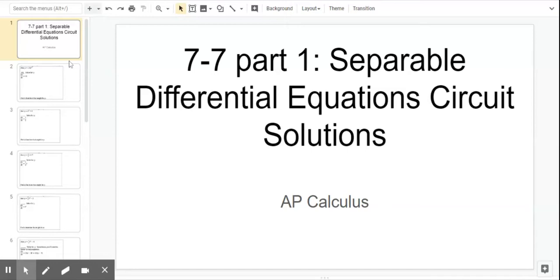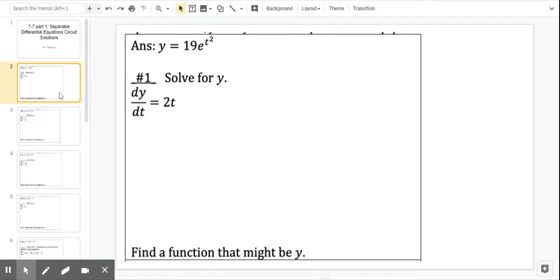Okay, here are the 7-7 part 1 solutions to that worksheet circuit activity. So let's start with number 1. We need to solve for y.